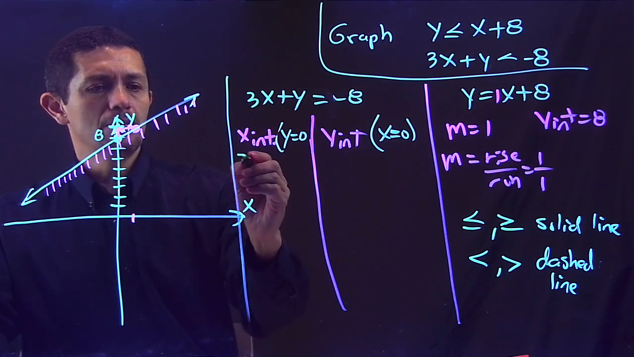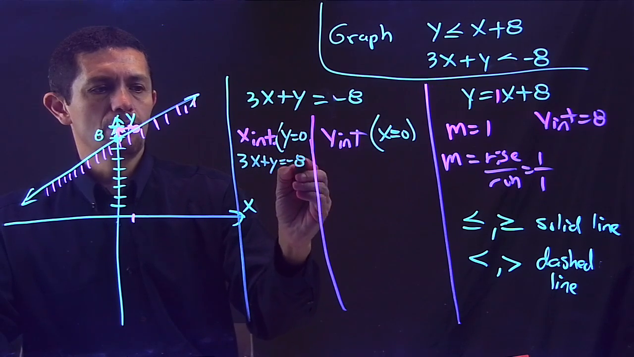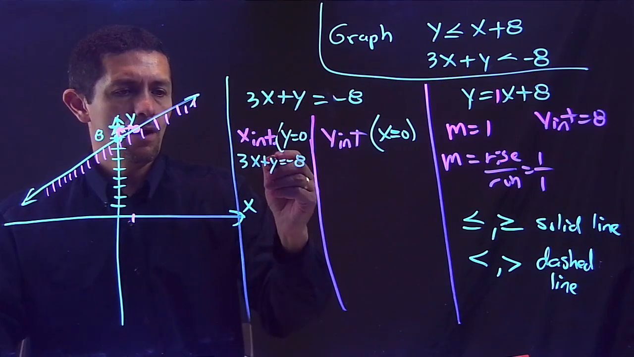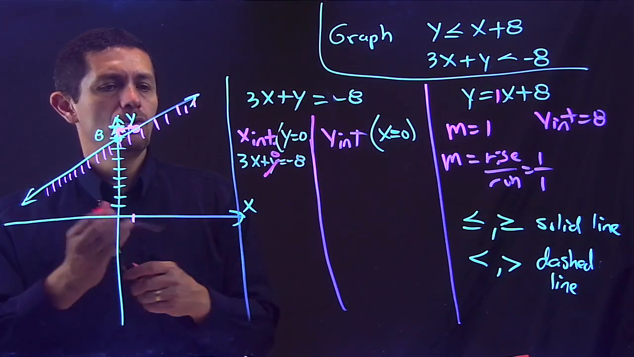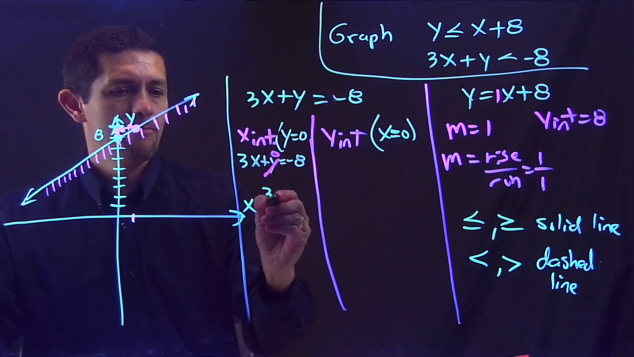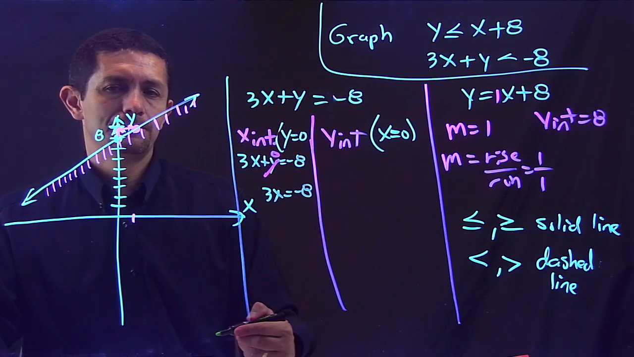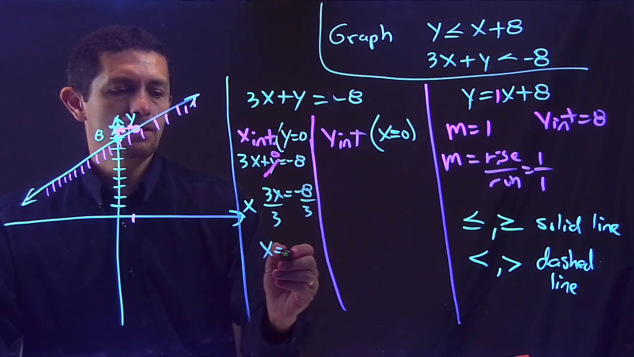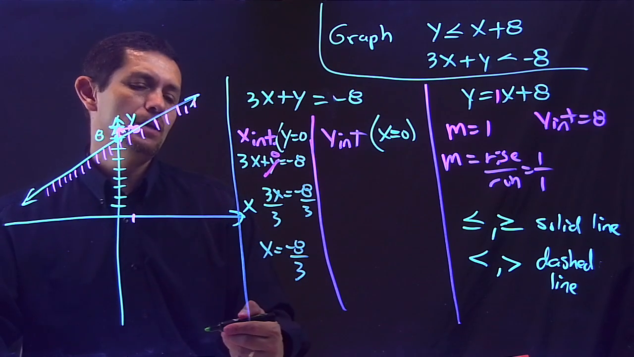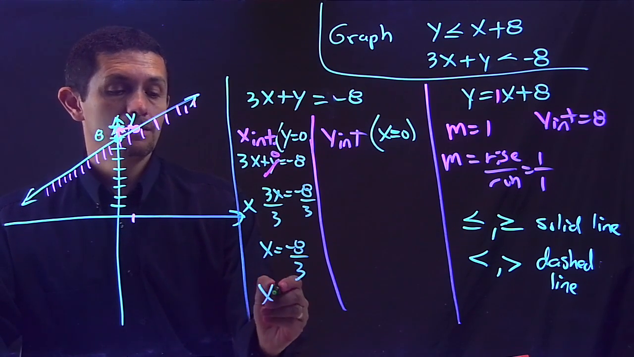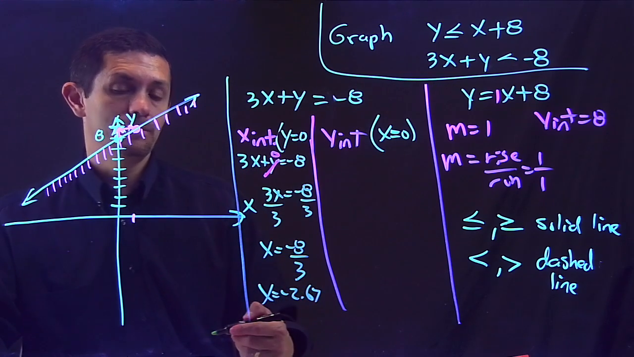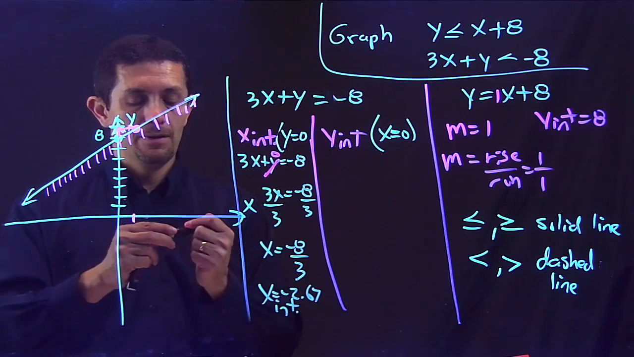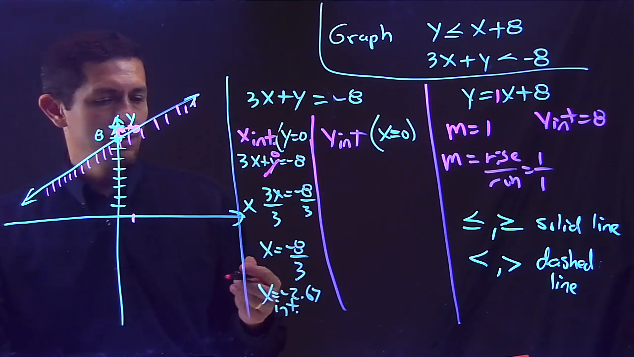So I'm going to rewrite this, 3x plus y equals negative 8. And I want the y to equal 0, so this y is going to turn into 0. Therefore, 3x equals negative 8. Divided by 3, x equals negative 8 over 3, which as a decimal is negative 2.67. So that's your x-intercept. Not too precise, but we got to do what we got to do.